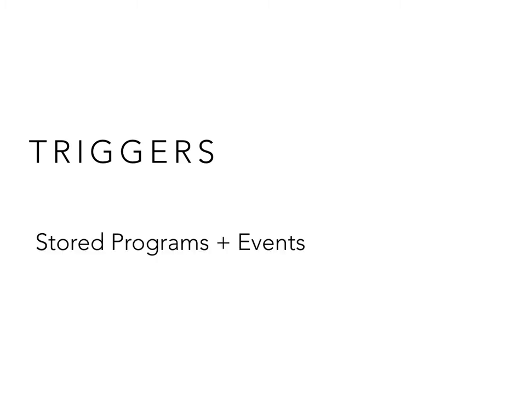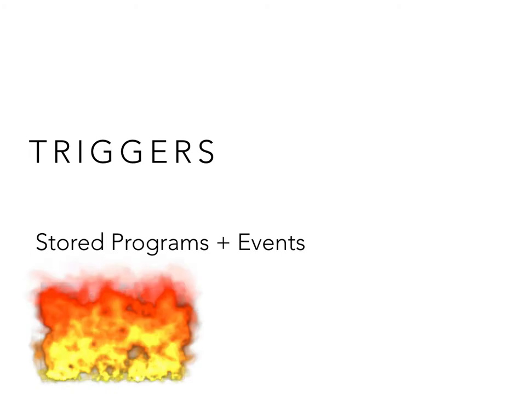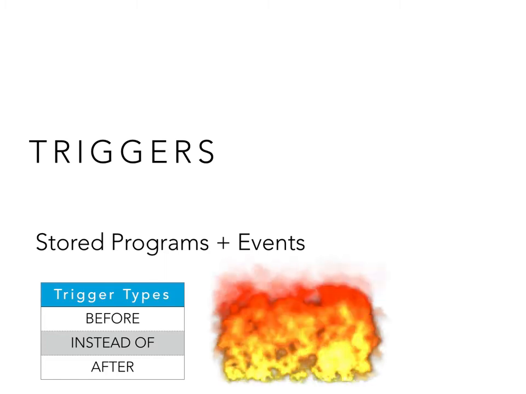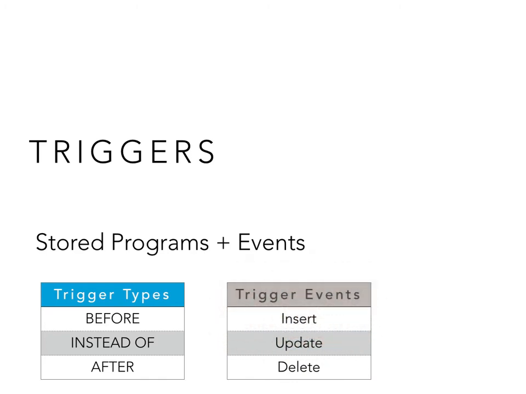The idea here is that we have stored programs, which is what we saw before. I mean, a function is like a program, right? But these are based on events. So there are 3 different types of triggers, which basically correlate to when does the trigger happen. Does it happen before the event, instead of the event, or after the event? And then there are 3 different trigger events, which we've seen before, which are insert, update, and delete.